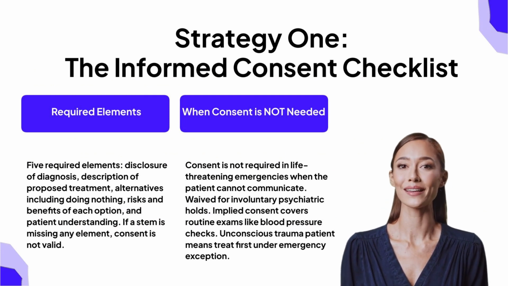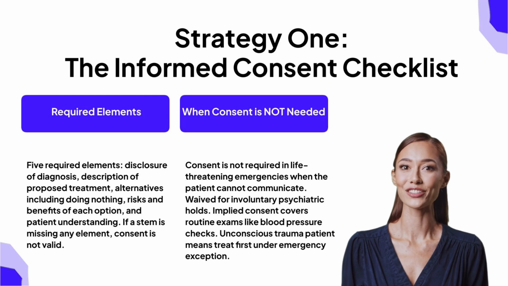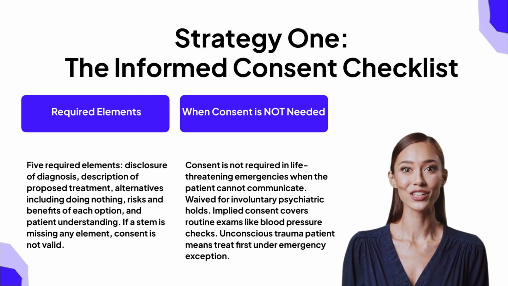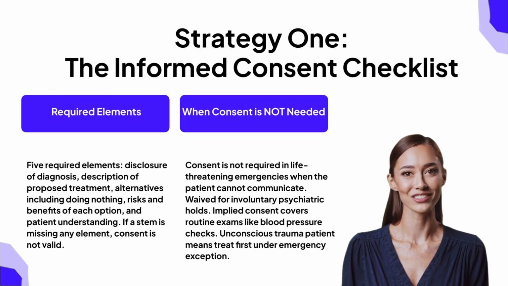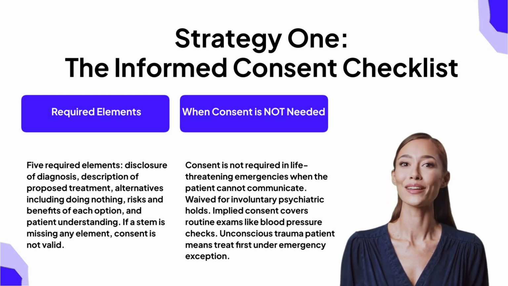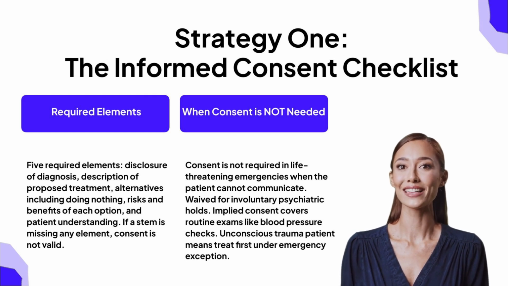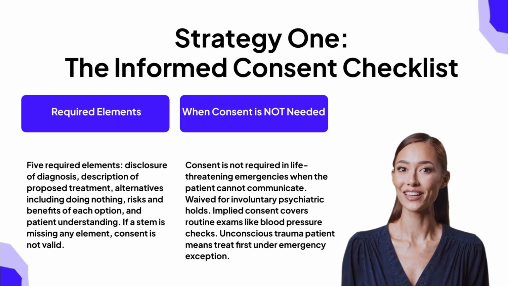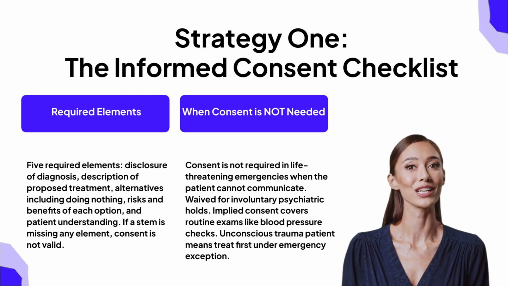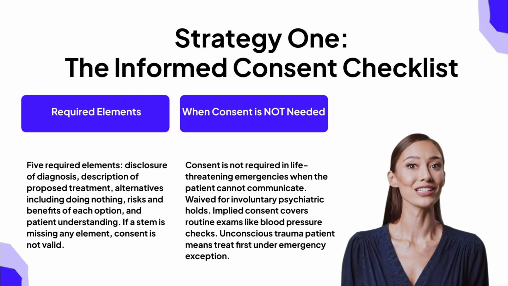On the boards, informed consent questions come down to knowing the 5 required elements. The patient must receive disclosure of the diagnosis and prognosis, a description of the proposed treatment, a discussion of alternatives including doing nothing, the risks and benefits of each option, and confirmation that the patient understands. If any stem asks whether consent is valid and one of these elements is missing, the answer is almost always that the consent is not complete.